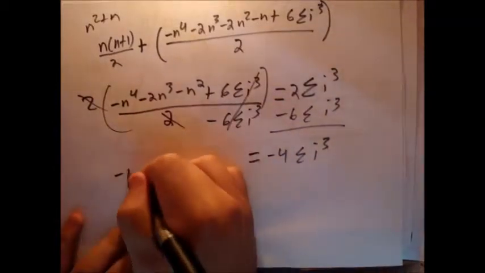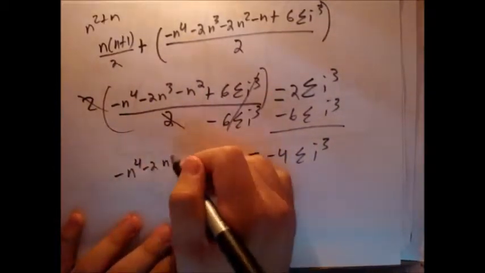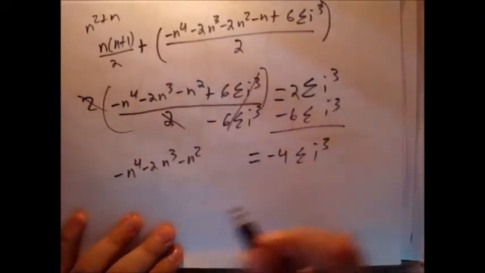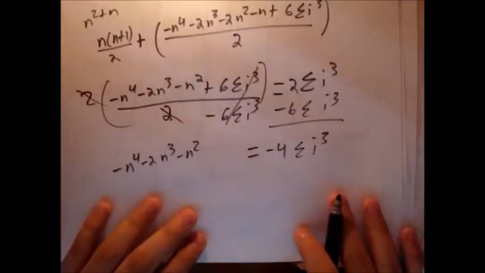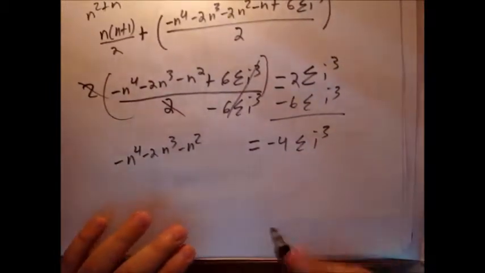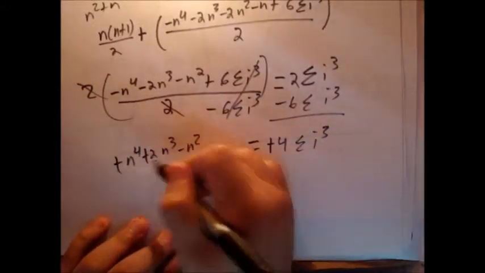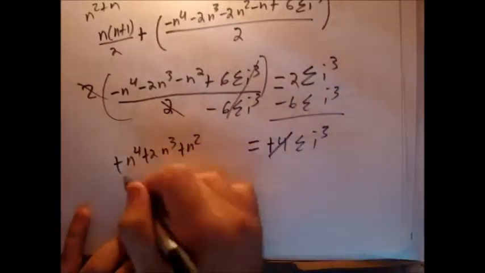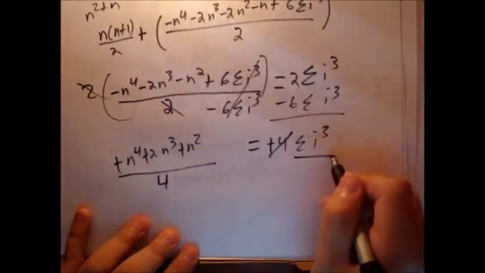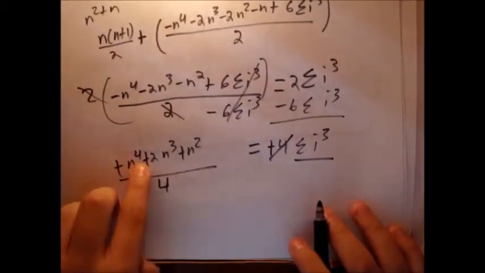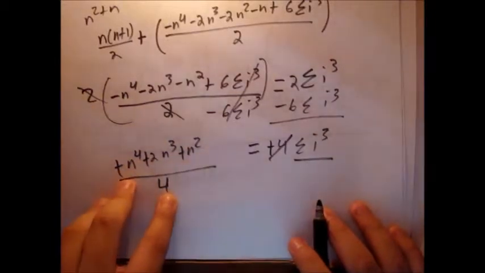Your heart should be racing right now. We're almost done. And you should be predicting the next steps already. Divide both sides by negative, everything becomes positive. Divide by 4. And sigma i cubed equals n to the 4th plus 2n cubed plus n squared divided by 4.